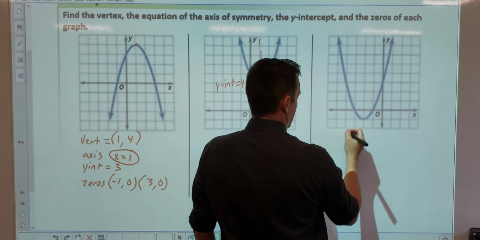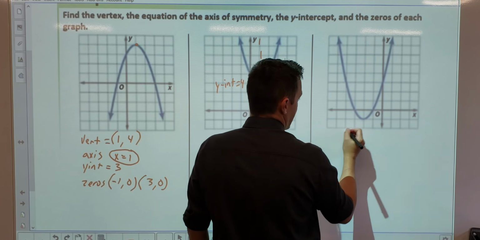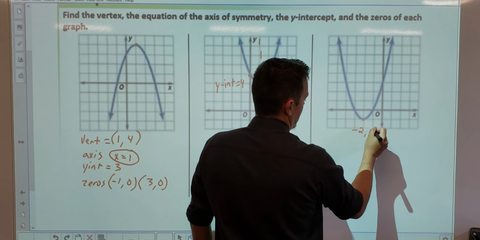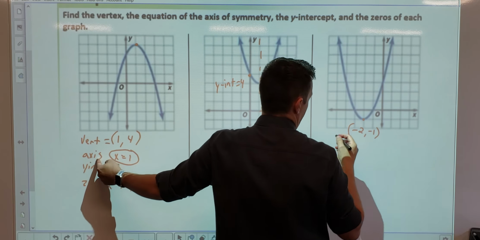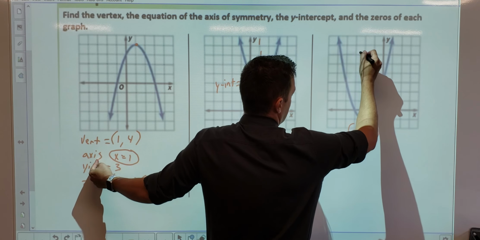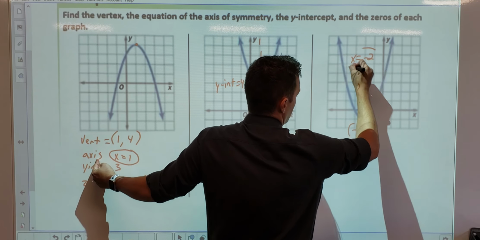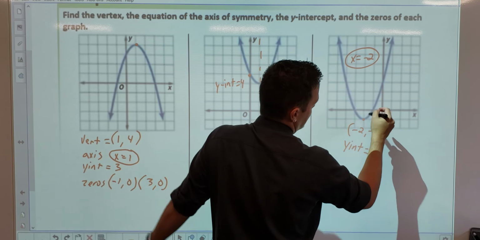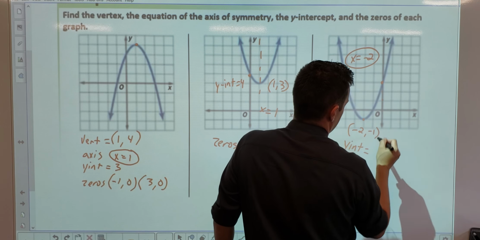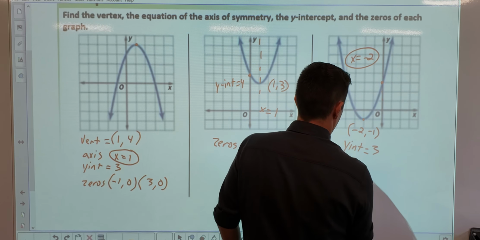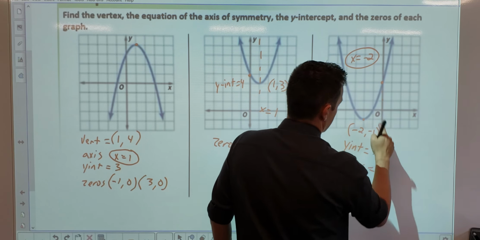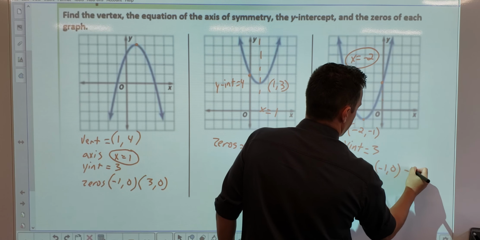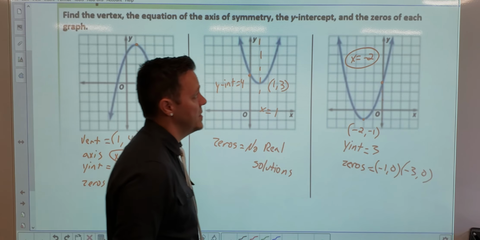Okay, the last thing here. So this is going to be the same thing, right? We got the vertex is going to be (-2, -1). Okay, and then you're looking for your axis of symmetry. Your axis of symmetry is going to be x equals -2. And then what is your y-intercept? Your y-intercept is going to be at 1, 2, 3. And then the last piece here is your zeros. Okay, your zeros are going to be at (-1, 0) and at (-3, 0). Right, and then you go from there, and that's it.